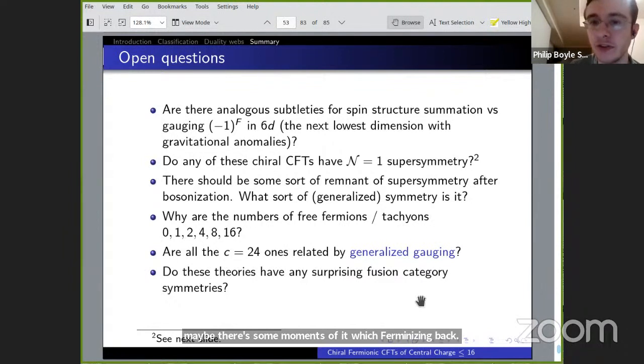So what sort of generalized symmetry is that? Some kind of double the algebra symmetry? I don't know the answer.